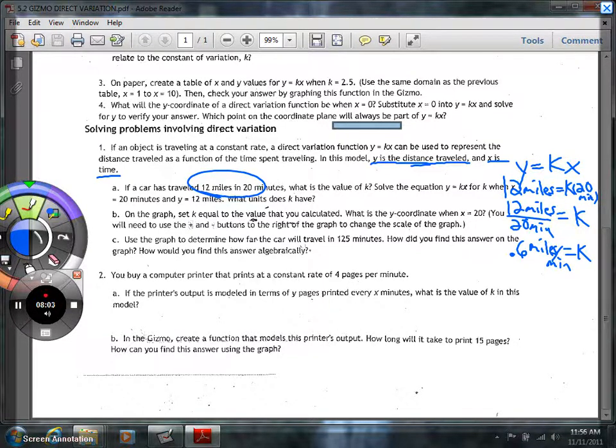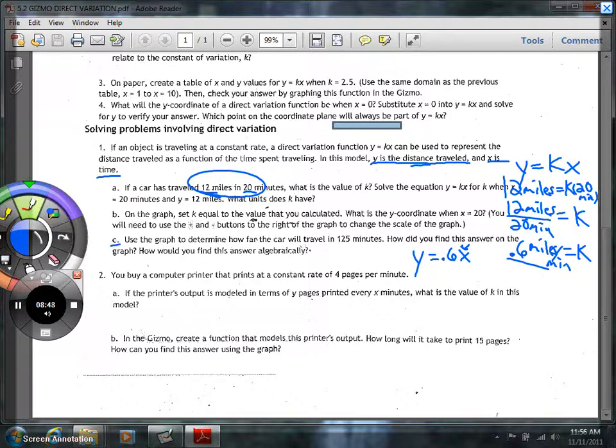So let's see what we've got next. What units? Miles per minute. On the graph, set k equal to the value, so try that with the Gizmo. What's the y coordinate when you know that x is 20? Well, now that we know that k is 0.6, we have y equals 0.6x. What would happen if we let x equal 20? We already know what should happen. When we put in 20, we should get 12, because that was the original information. 20 and 12 go together.